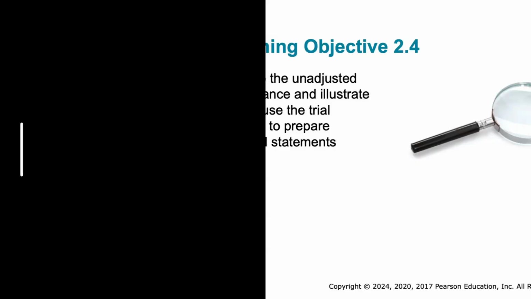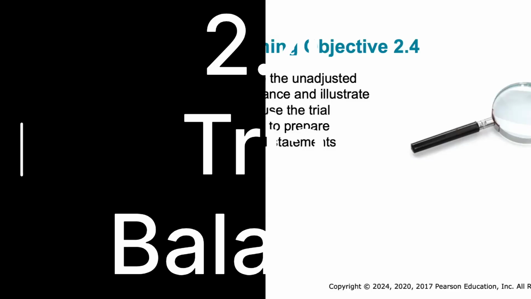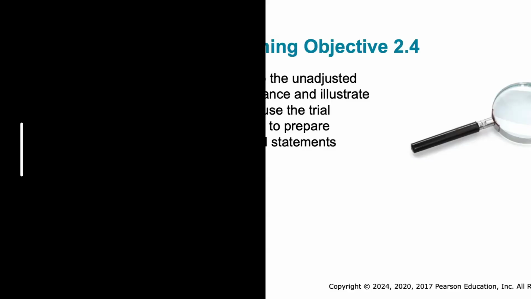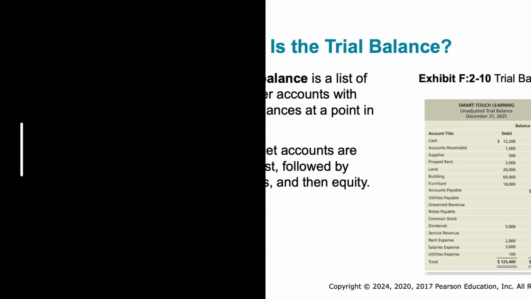Let's go ahead and start section 2.4. We're getting closer to the end of this chapter. Hopefully, you've started to learn how to look at journal transactions, journal entries, and ledger entries as well, postings. So now we're going to take that information and move on to the trial balance. Now, a trial balance is a list of all ledger accounts with their balances at a point in time.